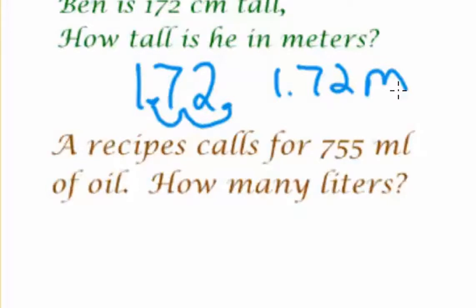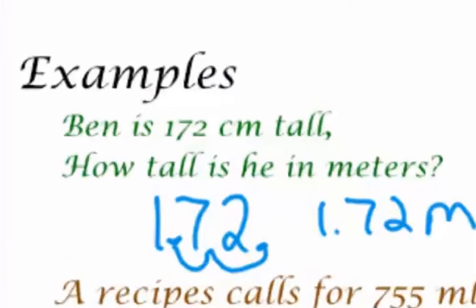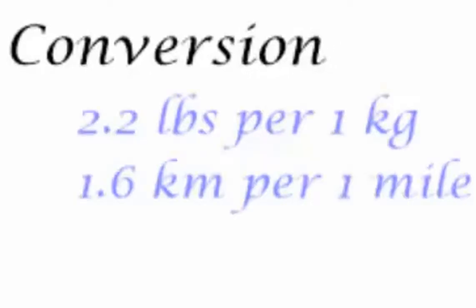He's 1.72 meters tall. A recipe calls for 755 milliliters of oil. So 755 milliliters. How many liters do I have? Again, move the decimal over 3 times this time, and I have 0.755 liters. Now, while that might seem easy, we have to think about our conversions between metric and standard.